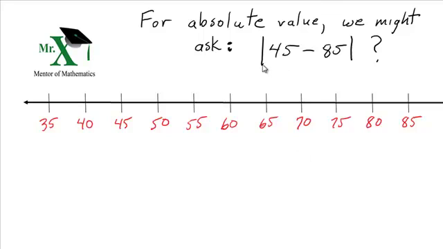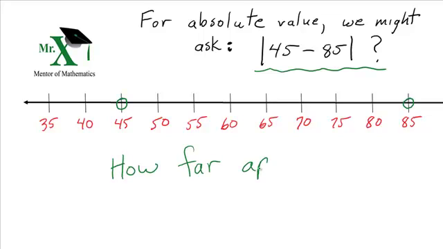Now this lesson is also about absolute value. Here are some absolute value bars, and we might ask the question, what's the absolute value of 45 minus 85? Well, let's see. Here's 45 on a number line. Here's 85 on a number line. What this question asks is simply, how far apart are these numbers? That's what absolute value does for us. Well, what's this distance? How far is it from here to here? I think it's going to be 40.